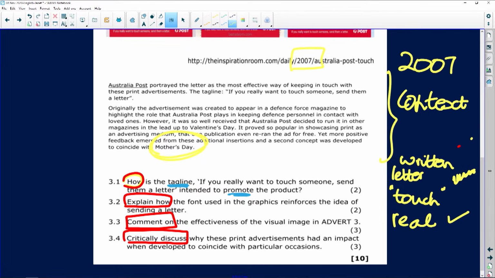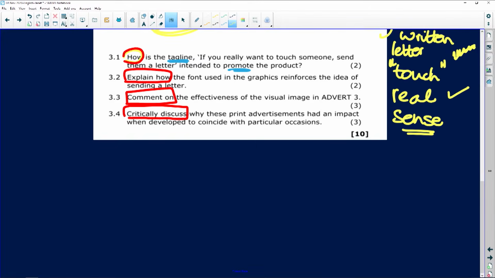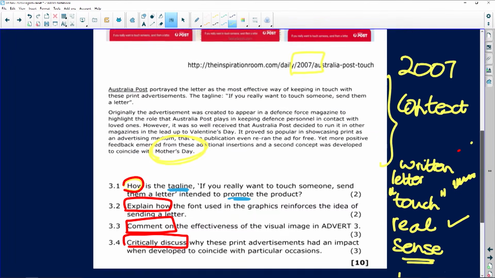I would do the tagline focuses on the idea of touch. Please notice I use inverted commas when I quote. To emphasize what is the point? To emphasize that real communication happens through written letters. I need another mark. So say something like, it appeals to readers because of the appeal to the sense of touch with its very physical idea of love being shown. Remember, this is the Mother's Day. Just look at it again.